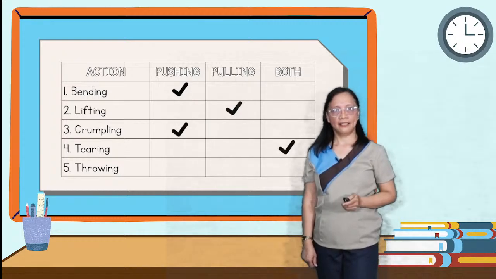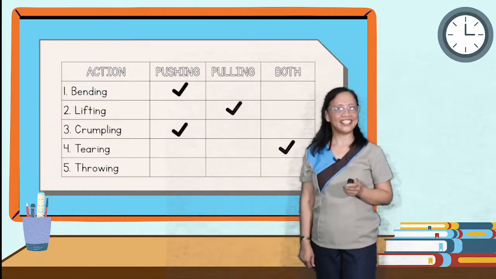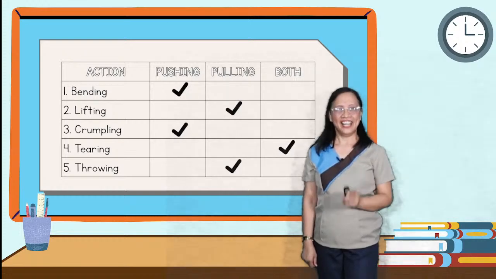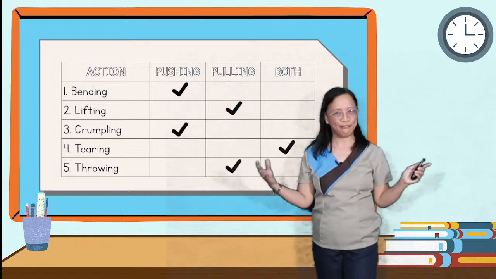And the last number, throwing. Let me say it again, throwing. Write your answer. And the correct answer is pulling. Yes, did you get a perfect score, my dear grade 4 learners?